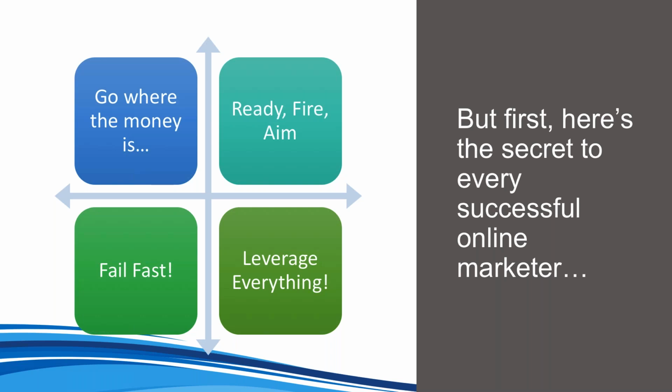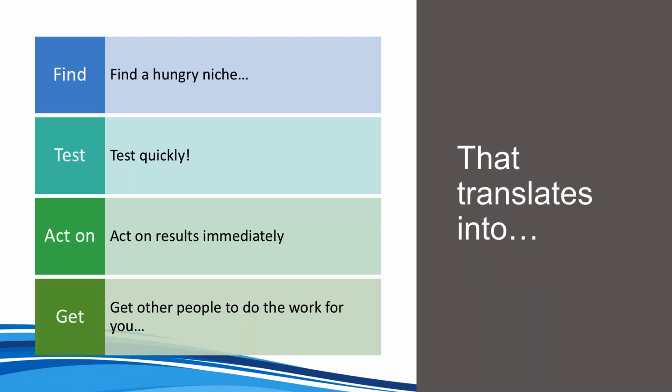And then the next one is fail fast. You want to make sure that you're failing as fast as you can so that you can win as often as possible too. And the last one here is leverage everything. Use all of your content, use it over and over again, and use other people's content. That's leverage. So that translates into find a hungry niche, test quickly, act on results immediately, and get other people to do the work for you.